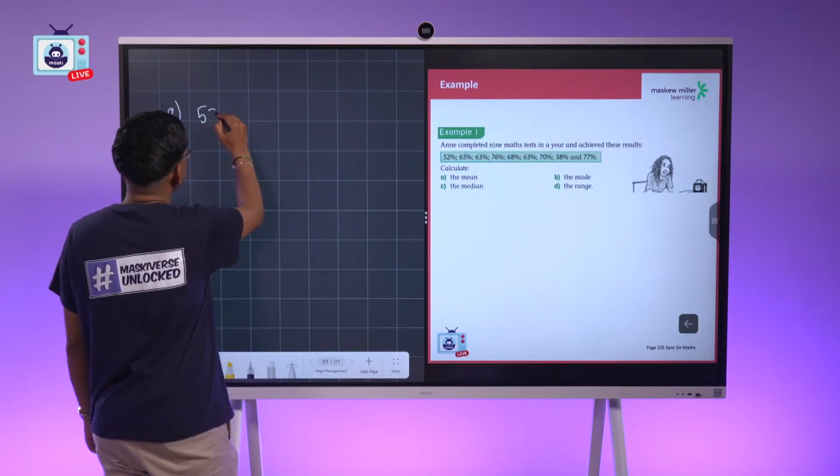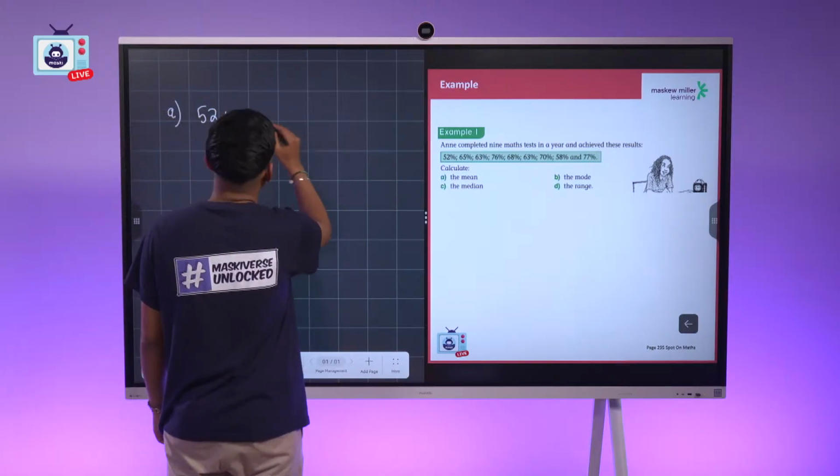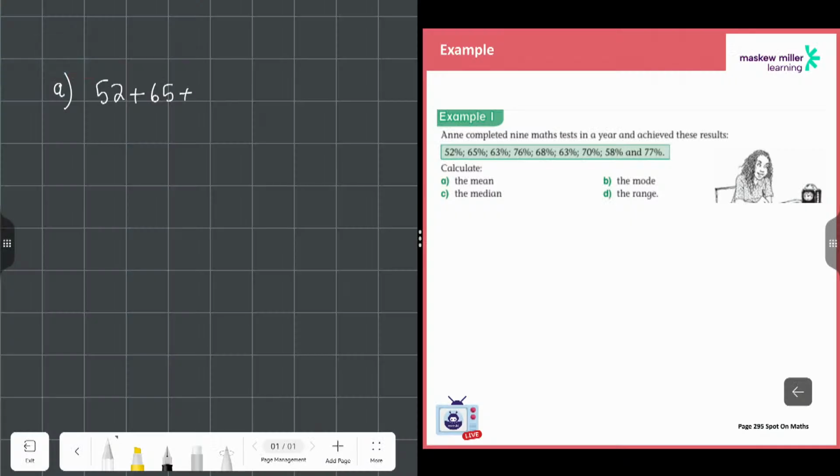So I'm going to go 52 plus 65 plus 63 plus 76 plus 68 plus 70 plus 58 plus 77. So those are all the values in my data set, and this I will divide by how many numbers there are in my data set.